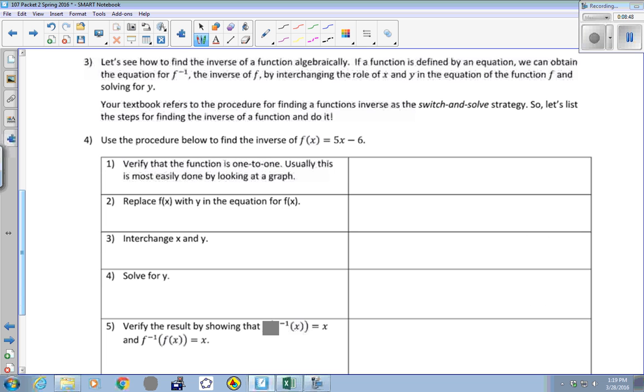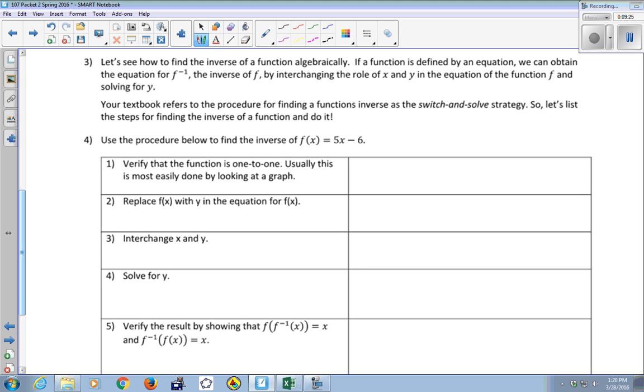All right, so now we can decide whether or not a function has an inverse function. And then once we know whether it has one, we're going to learn now how to find a formula for it. So I want to find the inverse of a function algebraically. If a function is defined by an equation, we can obtain an equation for f inverse by interchanging the role of x and y. So this is exactly what we've been doing with numbers, like we've just taken points and swapped the x and the y. Now we're just going to swap the letters x and y.